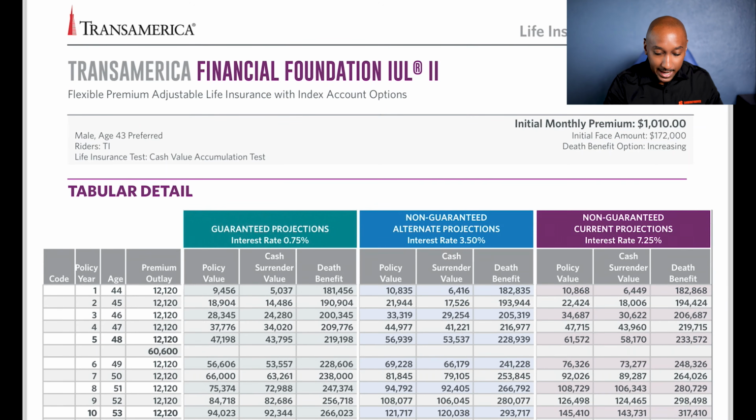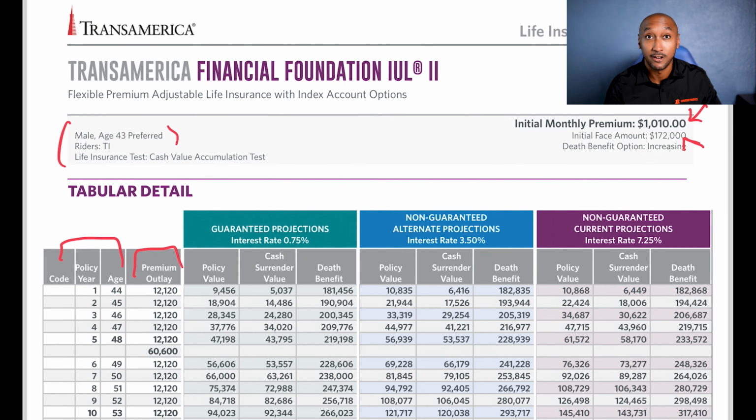So now I want to show you how I was able to make some tweaks using the exact same company, but how structuring the policy can make a huge difference. So here we have same male, same health rating, same monthly payment, except we adjusted the death benefit to meet some MEC guidelines. But you have the same thing, same age, same payment.